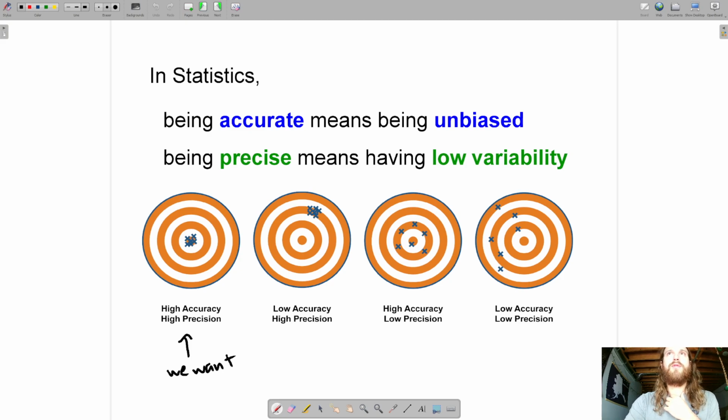We want to have low variability. We want it to be precise and accurate. We want low variability, and we want it to be unbiased. Basically, we want it centered on our population parameter. We want a really tight group so that every one of our guesses is going to be close to the thing that we want.